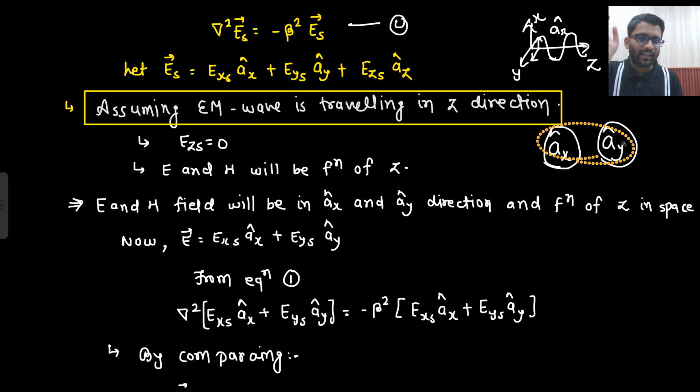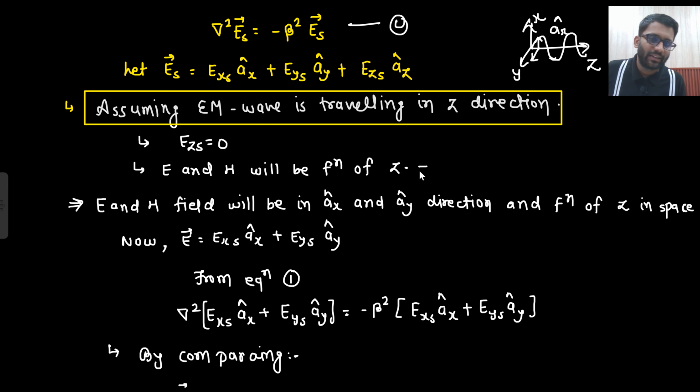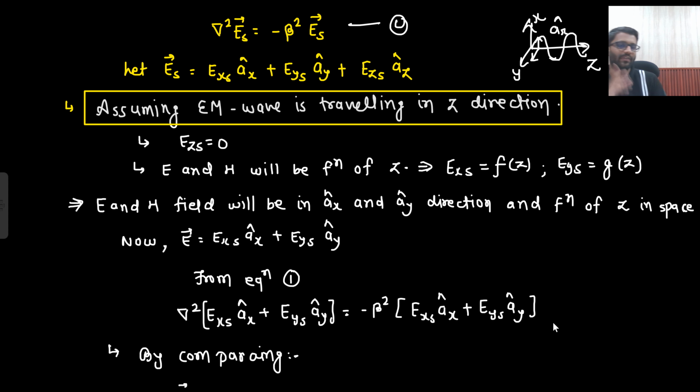So this EXS, what do I mean to say by that? This EXS which is non-zero will be a function of z. This EYS which is non-zero will be a function of z. It could be a different function, so g of z I am writing. So they will be a function of z. Okay. Now what I am saying, E and H field will be in AX cap and AY cap direction and function of z in space. Is that clear to you?